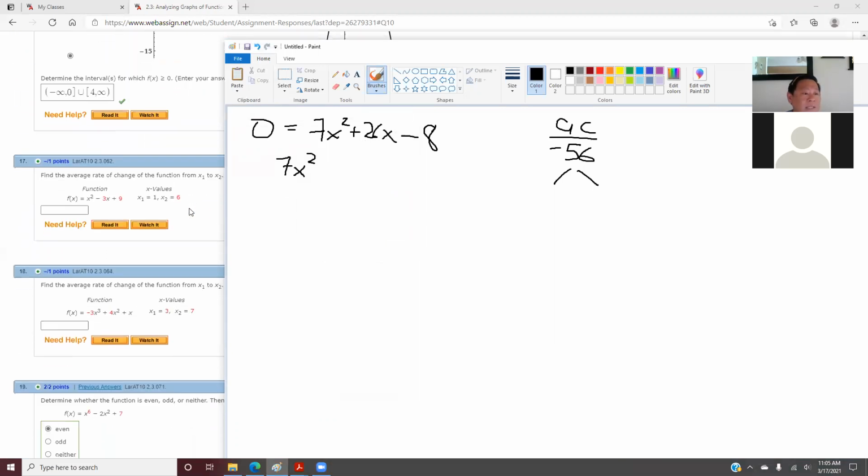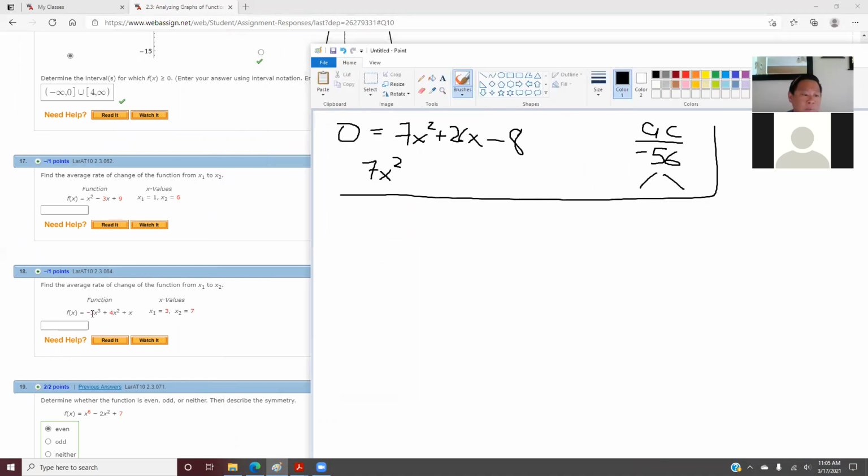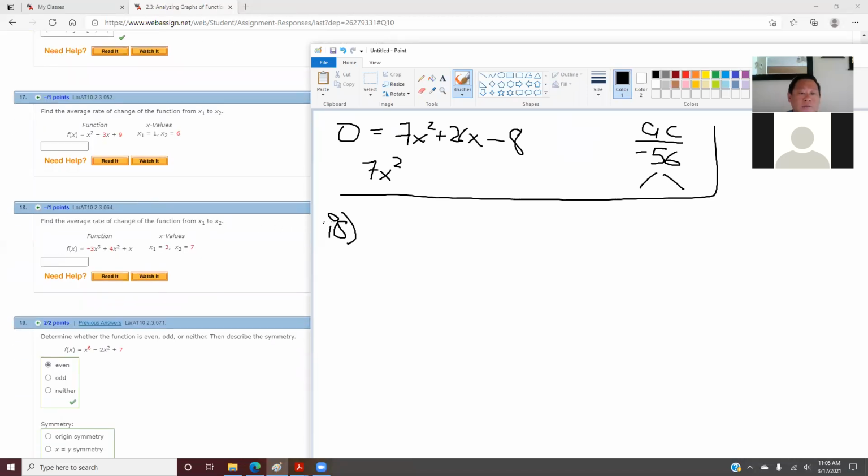Now 17. Yep, we'll do 17. 17 and 18 are the same, so I will just do one of them. I'm going to do 18 because 18 looks a bit more difficult than 17. These two questions are asking us to find the average rate. Do you know the formula for this one?